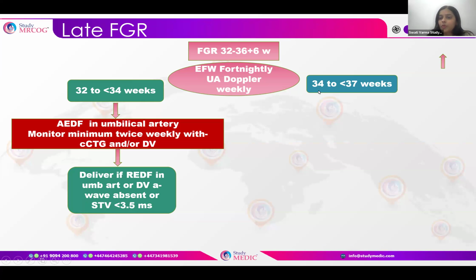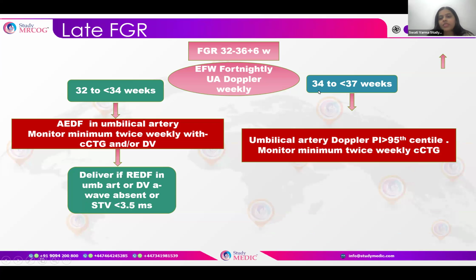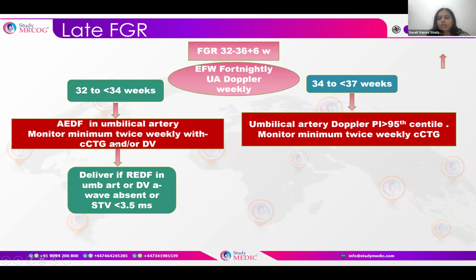And what about 34 to less than 37 weeks? Now, this is gone. Ductus venosus Doppler is gone. Now only CCTG remains. If AEDF is there, obviously you will deliver because she has crossed 34 weeks. Now you will look for only umbilical artery changes, that is umbilical artery Doppler, if PI becomes more than 95th centile. Now AEDF, REDF things are gone because if those are present, she is to be delivered without any second thought.